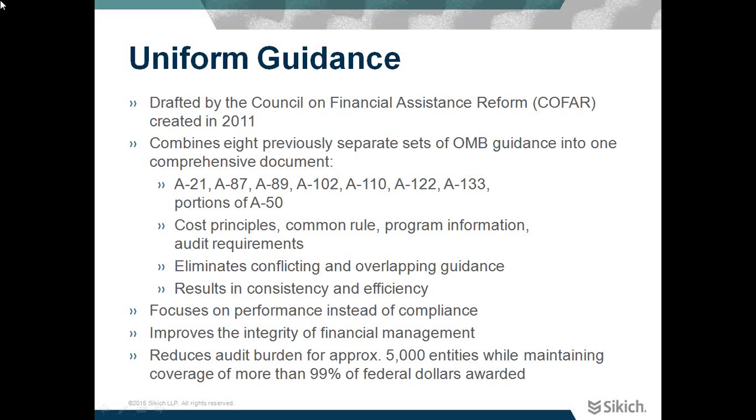This brought everybody under the same guidance. A21 was followed by educational institutions, A87 by state and local governments, and A122 by not-for-profits. The cost principles are now a common rule, and audit requirements are included in this guidance as well. The goal was to eliminate conflicting and overlapping guidance. Oftentimes guidance in one circular was contradicted in a different circular, so the goal is to result in more consistency and efficiency by having a uniform guidance.